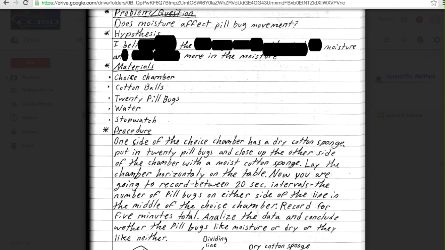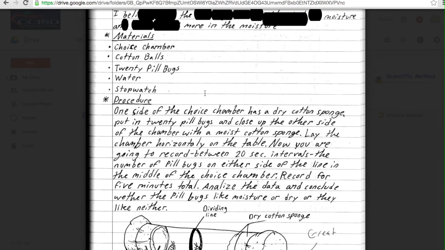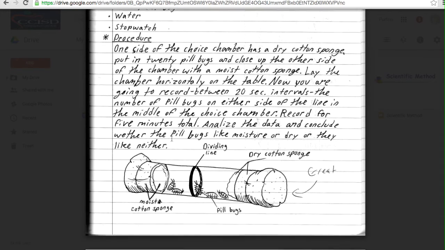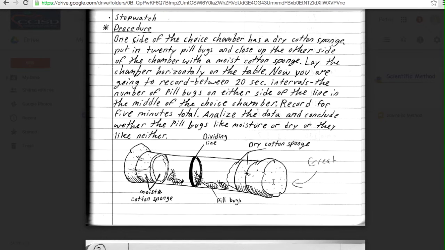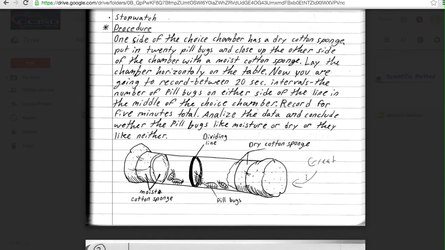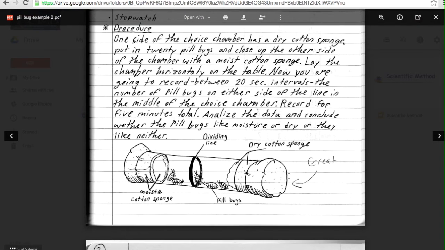After hypothesis comes materials. You can see that this student listed the materials in bullet fashion. You can use multiple columns if you like. Now the procedure that I gave you is in numbered format. You are to take that procedure numbered format and turn it into a paragraph form, which is what this student did. Included in the procedure is a drawing of any apparatus that we are using for our lab. This apparatus the student drew looks different than the apparatus we were using this week. You are to draw the apparatus that we were using this week and not this apparatus.